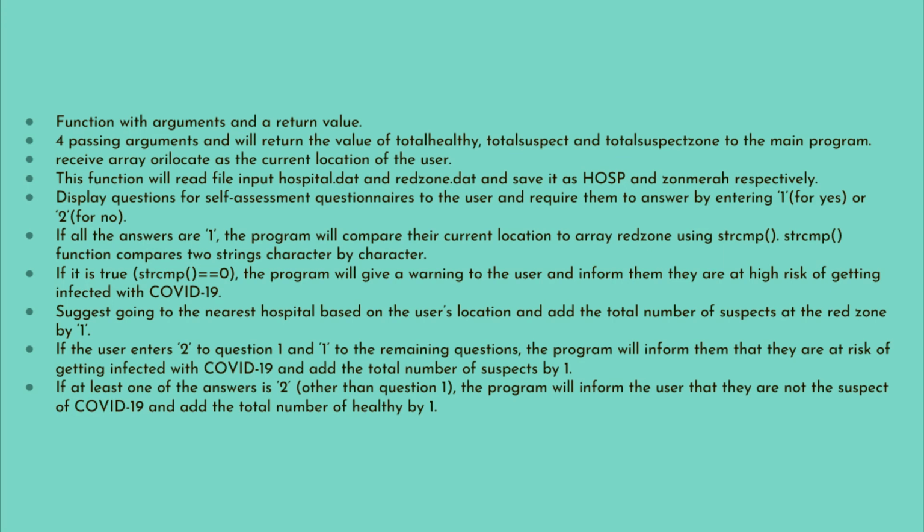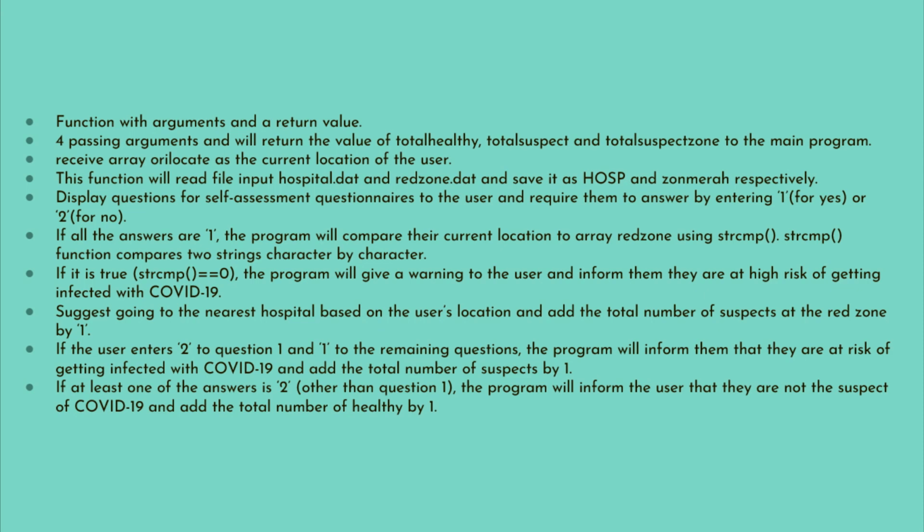Then, it will display questions for the self-assessment questionnaire to the user and require them to answer by entering 1 for yes and 2 for no. If all the answers are 1, the program will compare their current location to array redzone using strcmp. The strcmp function compares two strings character by character. If it is true, the program will give a warning to the user and inform them they are at high risk of getting infected with COVID-19.